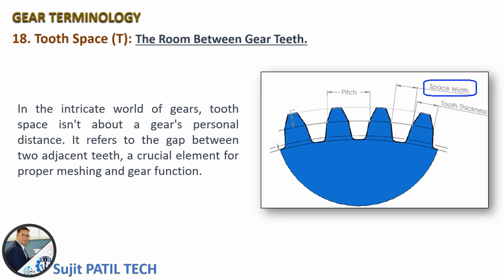18. Tooth space, T. The room between gear teeth. In the intricate world of gears, tooth space isn't about a gear's personal distance. It refers to the gap between two adjacent teeth, a crucial element for proper meshing and gear function.